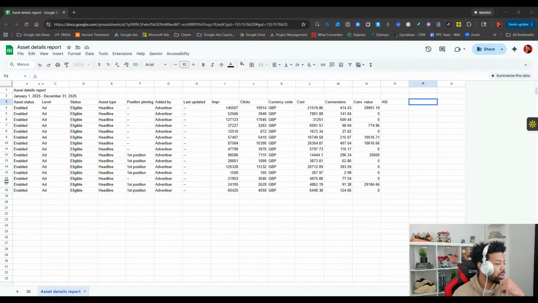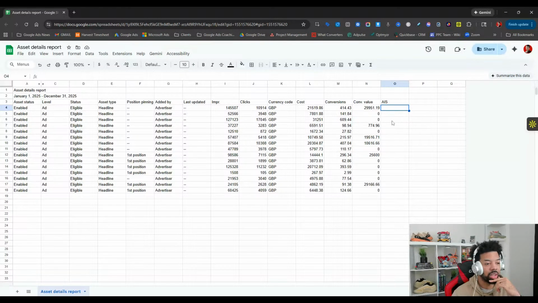But AIS is the asset impressions divided by the total account impressions. So this asset here, its impressions between this time frame divided by the total account impressions. And then that gives you your AIS, which is the asset impression share. This will tell you what percentage of the impressions that this asset or headline was showing up based off of the total amount of impressions that it got. For example, I'm gonna give you an example.